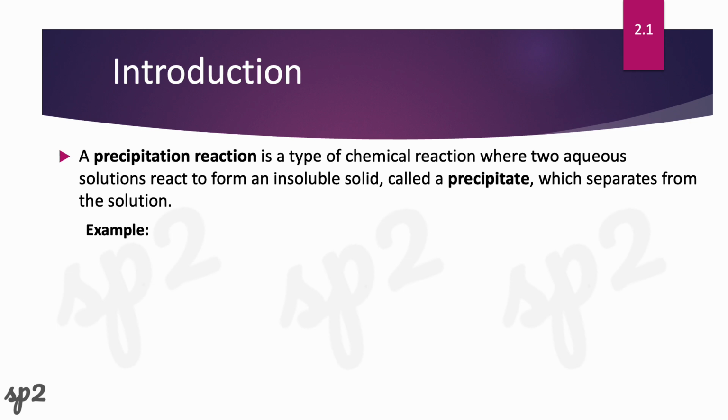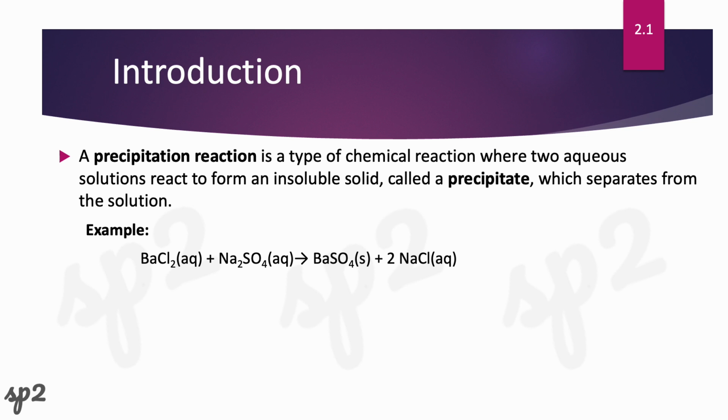Okay, so starting with our introduction, a precipitation reaction is a type of chemical reaction where two aqueous solutions react to form an insoluble solid, which is known as a precipitate. And that is going to stay solid and separate from the solution. Now, keep in mind that anytime we say aqueous solution, we are referring to a solution that has water as the solvent.